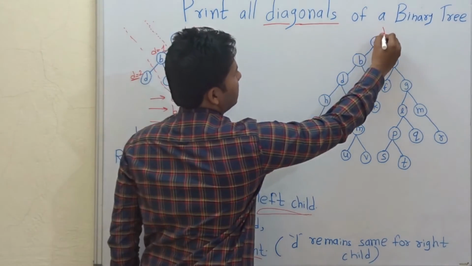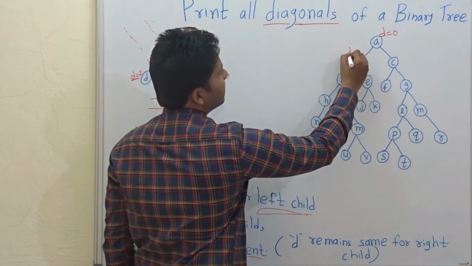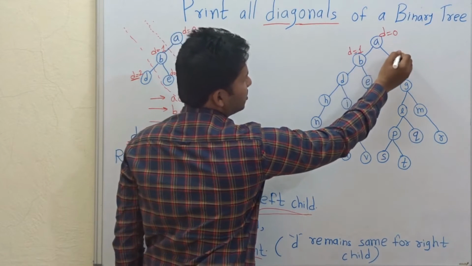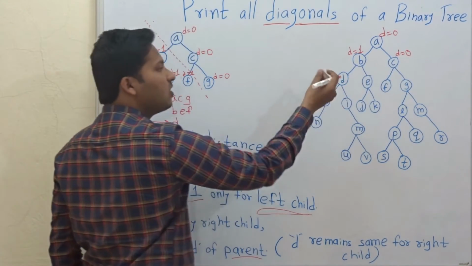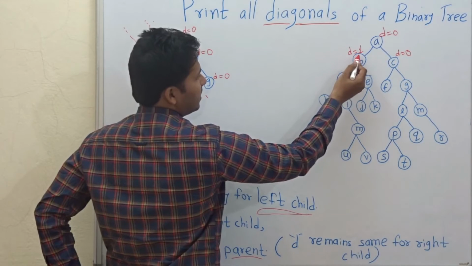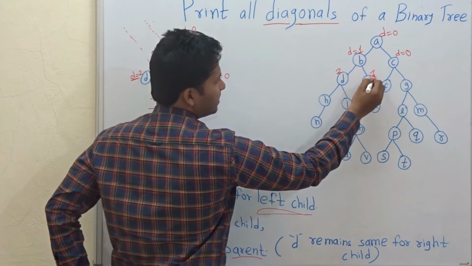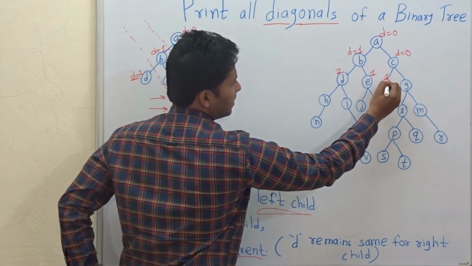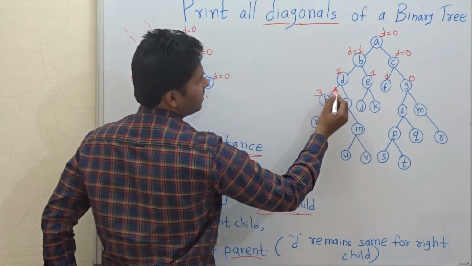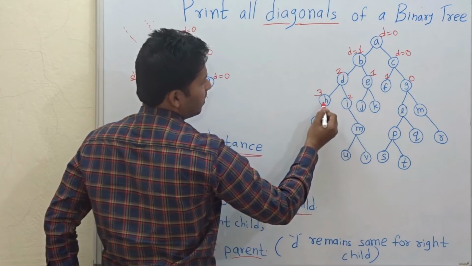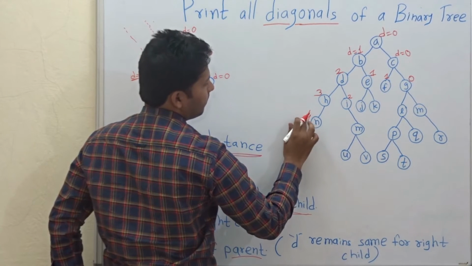Yes, D is equal to 0. The left child, yes, D is equal to 1. Right child, D is equal to 0. Now henceforth I will only write the distance. So here D is equal to 1. For D it is 2. For E it is the same. Here it will increment by 1. Here it will remain the same. Again increment by 1. Remain the same. Increment by 1. So the distance will be 4.